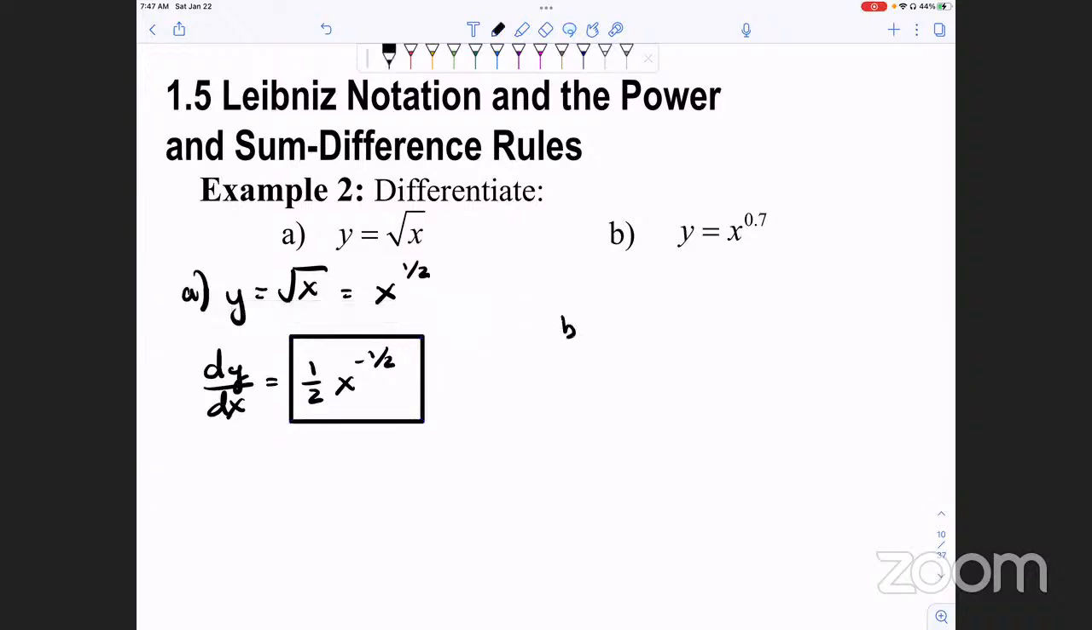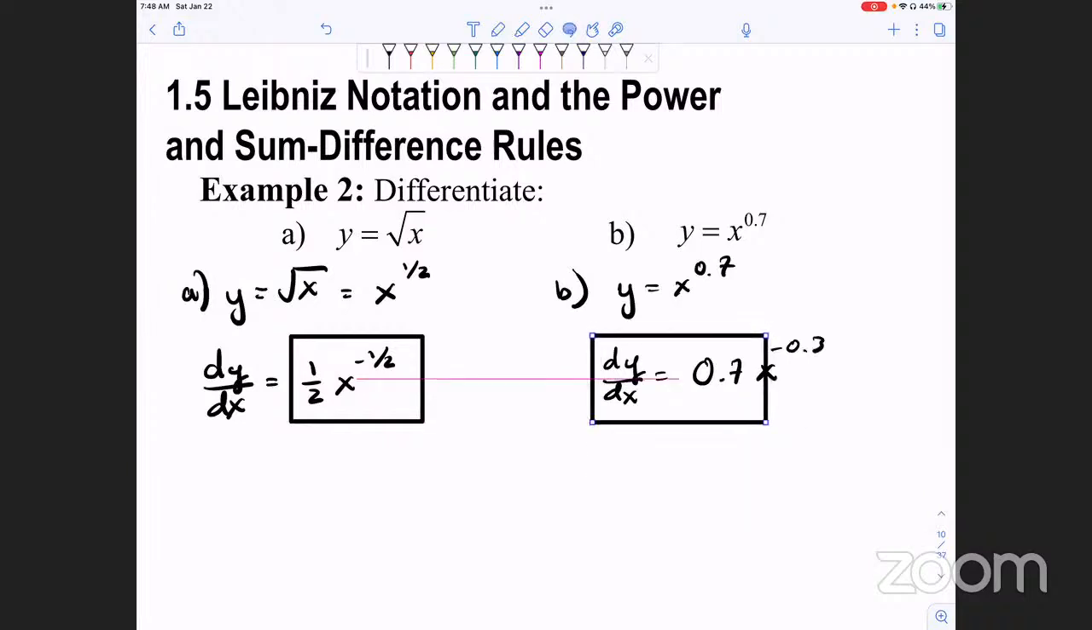And then for part B, y equals x to the power of 0.7. So then our derivative of y with respect to x, the 0.7 comes down. 0.7 minus 1 is negative 0.3. Again, with those negative exponents, since we're working in Pearson, just follow the instructions, and work a few examples to make sure you're doing it the right way.